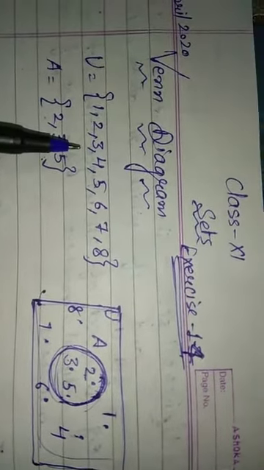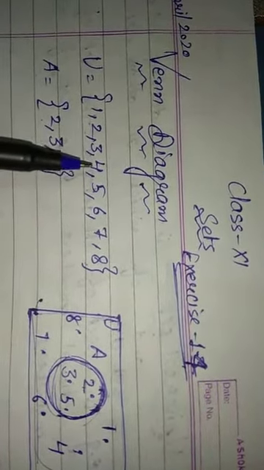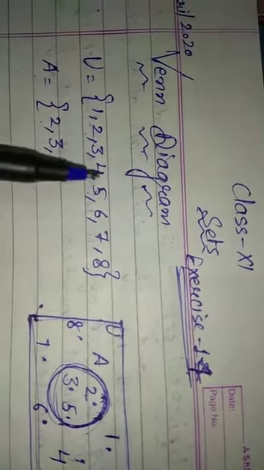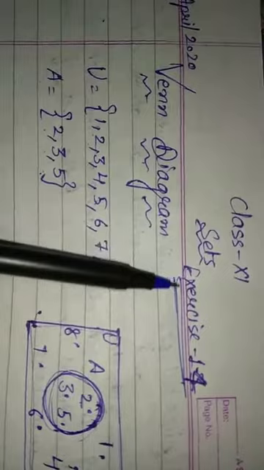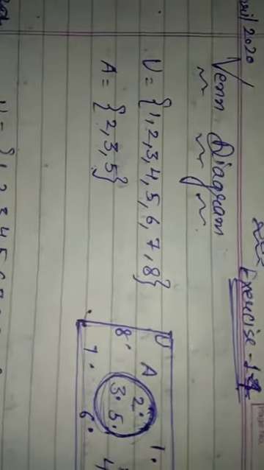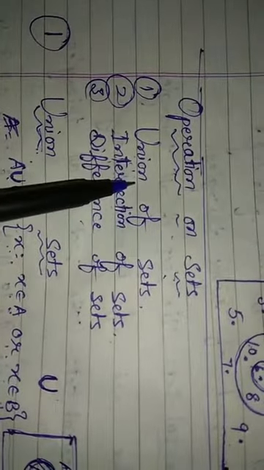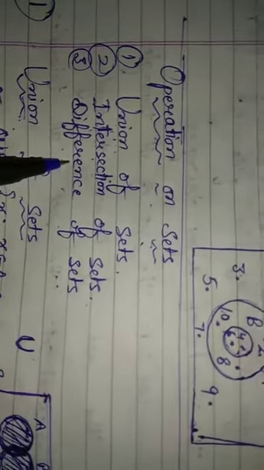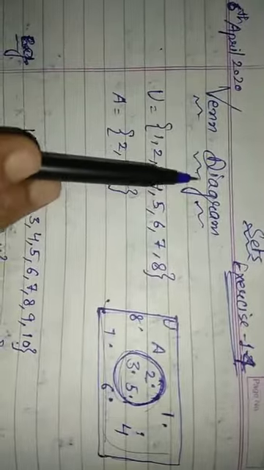So, in the last lecture, we discussed subsets, power set, and universal set. Today we are going to start exercise 1.4, in which we will discuss Venn diagrams and operations on sets. Operations on sets means union of sets, intersection of sets, and difference of sets. Now we will discuss Venn diagrams.